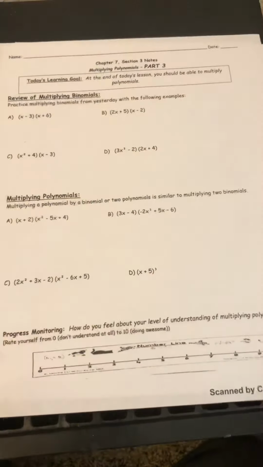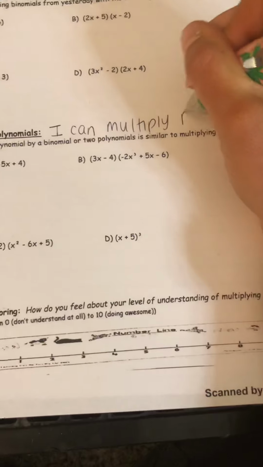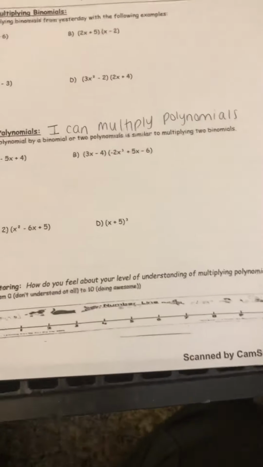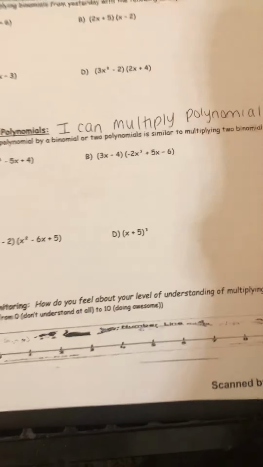So today we are on chapter 7, section 3. It is part 3 of multiplying polynomials. And I'm going to ignore the review here today, and we're going to really just focus on the bottom 4. I do want you to write down the learning target. It is I can multiply polynomials again. Okay, and then give it a little smiley face.